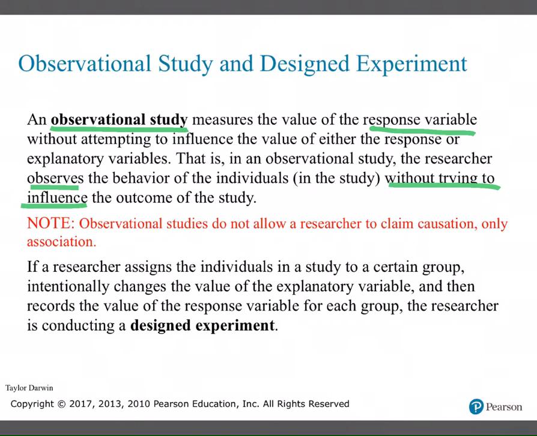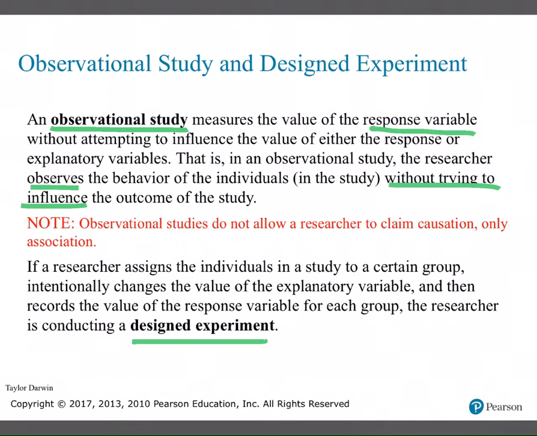If a researcher assigns individuals in a study to a certain group, intentionally changes the value of the explanatory variable, and then records the value of the response variable for each group, the researcher is conducting a designed experiment. And so this designed experiment would be more of the rats, because they assigned the rats to specific rooms with those radiations, and they saw what happened.